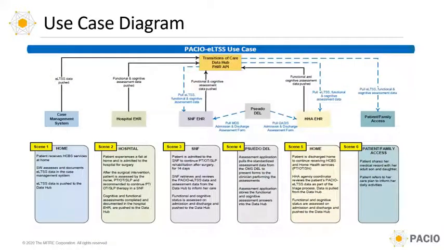This use case diagram kind of shows all of the scenes in a much more digestible way. So at the top, we have the directions that the information is flowing, and we have the systems. So you can see we have the case management system, the hospital EHR, the SNF EHR, we have the pseudo-DEL, the home health EHR, and then the patient family access as well. And then at the bottom, we have the 6 scenes that are involved in our complete use case. Next slide.